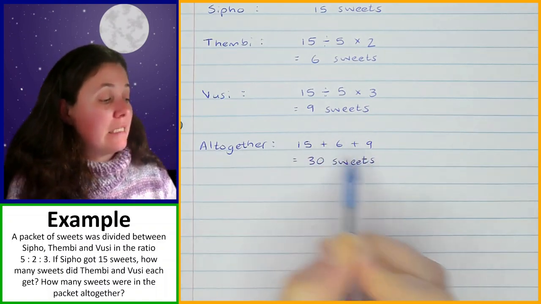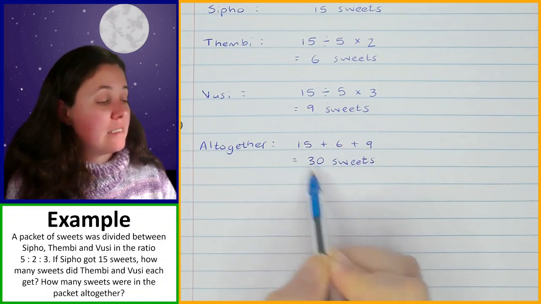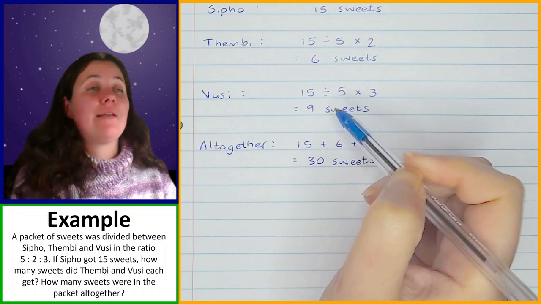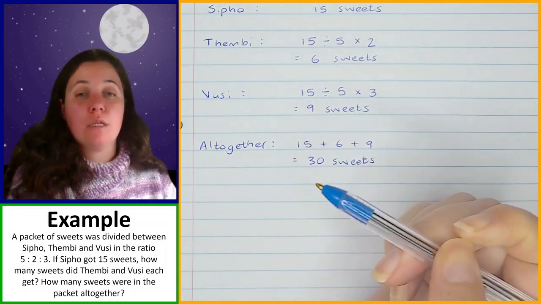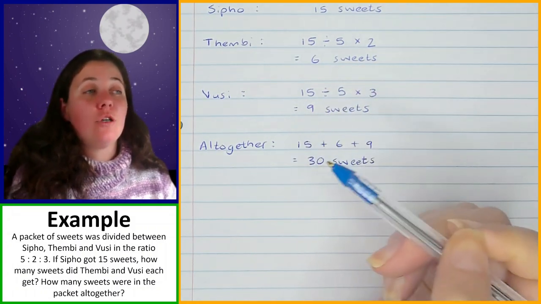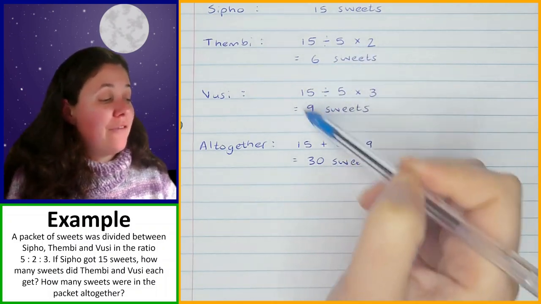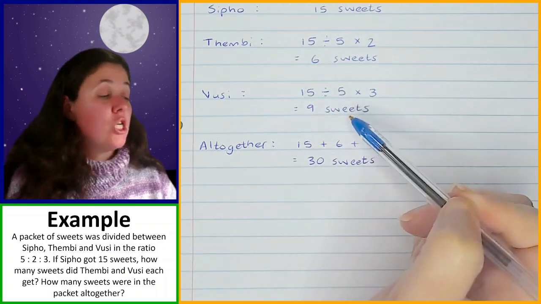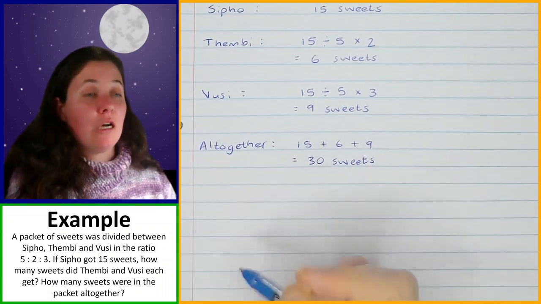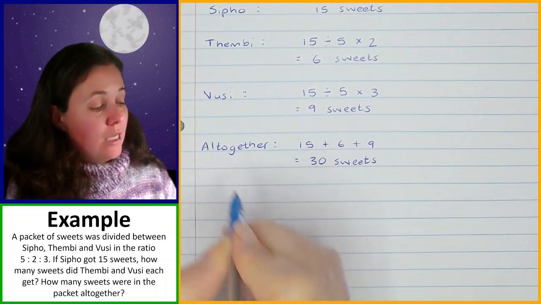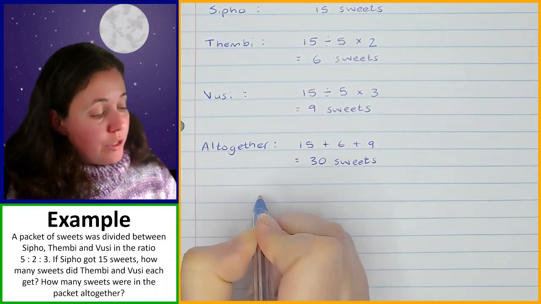But if I didn't know what all of these numbers were, if I hadn't had to work it out, if all I was asked was how many was in the packet altogether, and I hadn't been asked to work out how many 10b had and how many Busi had, then I wouldn't have these numbers to add. So what I would then do is I would work it out using Sipo's in the same sort of way as I did for 10b and Busi. So I could also do it this way.